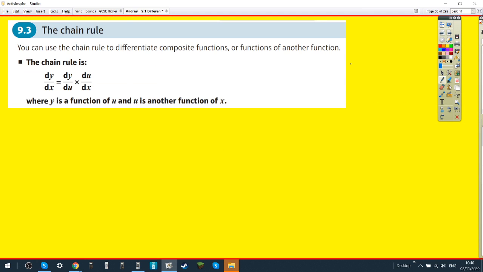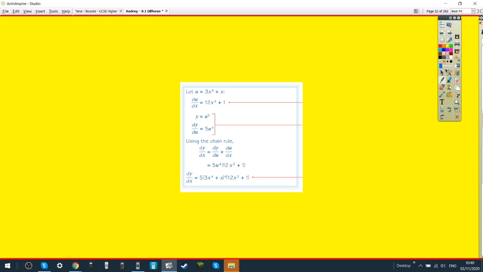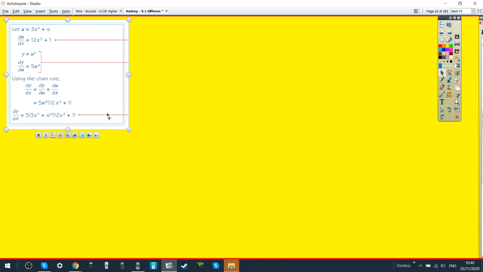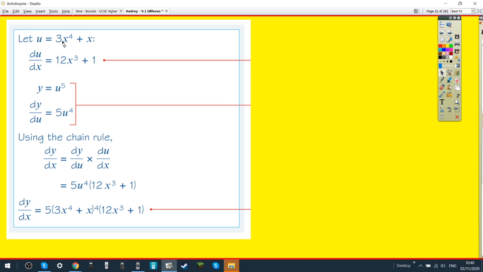I suppose I should show you. They use a kind of formal way of going about it. They say let u be equal to the function inside the function, the bracket. So then it becomes u to the 5. The derivative is 5u to the 4. Using chain rule, dy/dx is dy/du times du/dx, which is why you have to multiply by the derivative of the function inside the function. So 5u to the 4 times that, and then you swap the u back for what you originally made it. It's long.